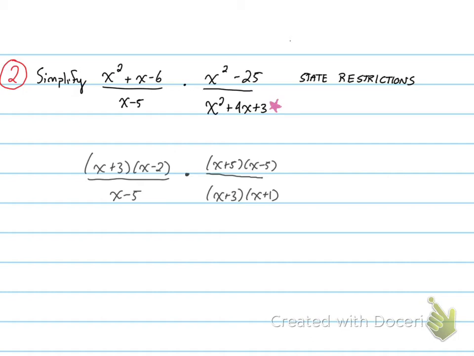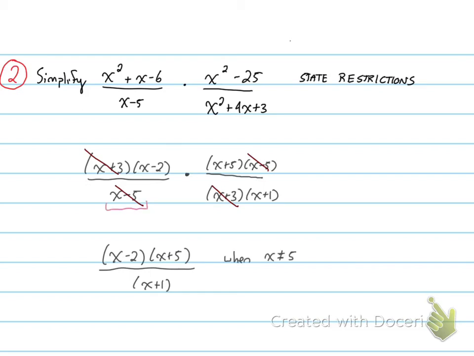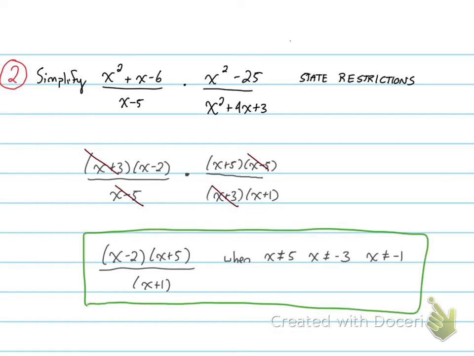Anything in either expression in the numerator and either expression in the denominator can cancel each other out. The x plus 3's can cancel out, the x minus 5's cancel out, and nothing else really cuts out here. So in simplified form, I have x minus 2 times x plus 5 all over x plus 1. Finally, I look at the original expression to see any restrictions. This expression works when x is not equal to 5, not equal to negative 3, and not equal to negative 1. And this would be my final answer.